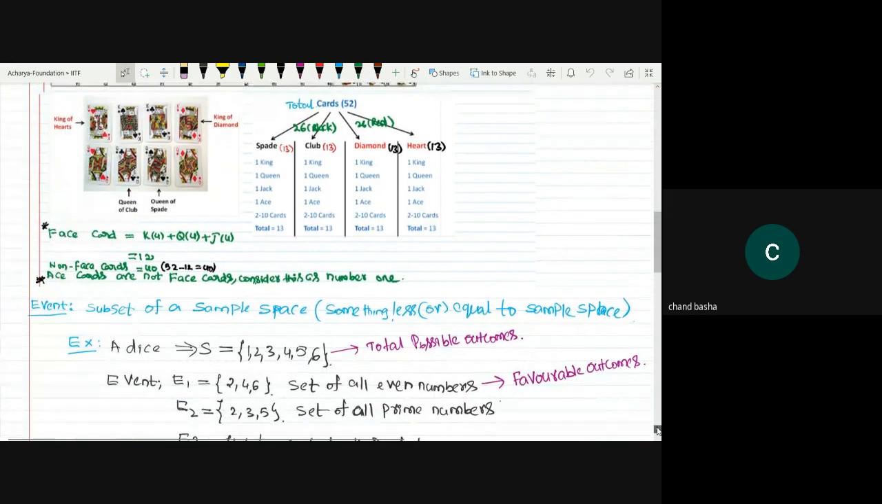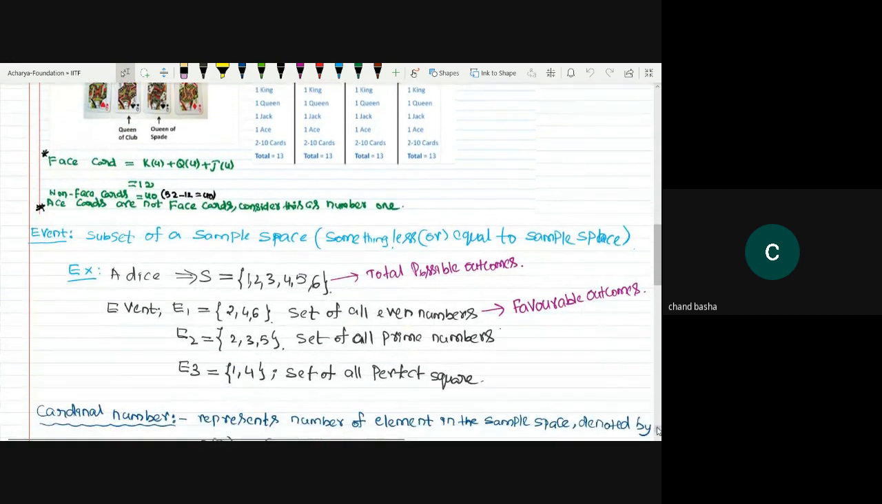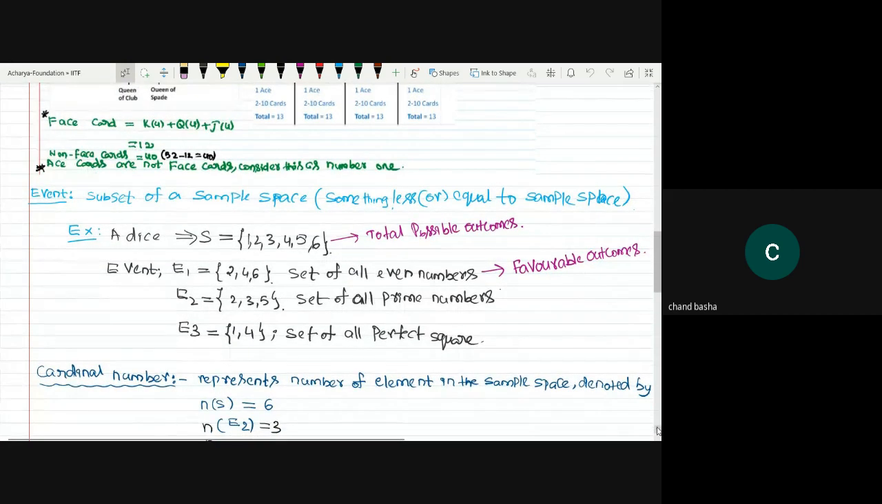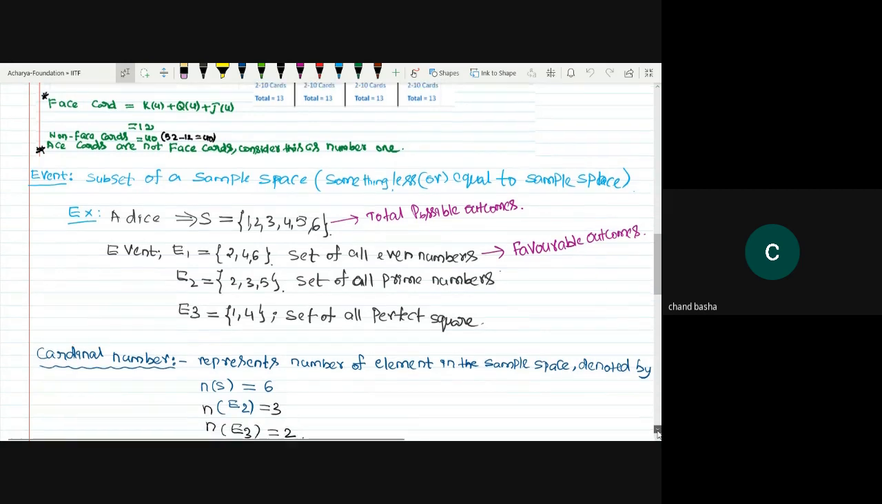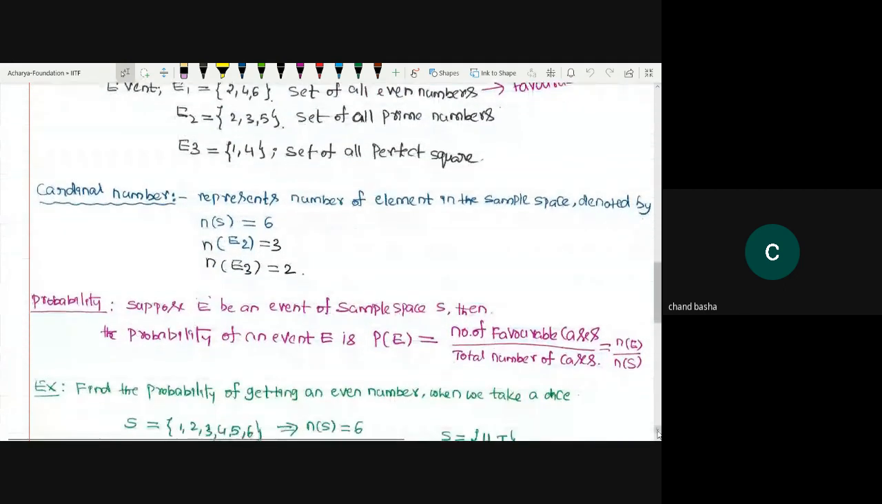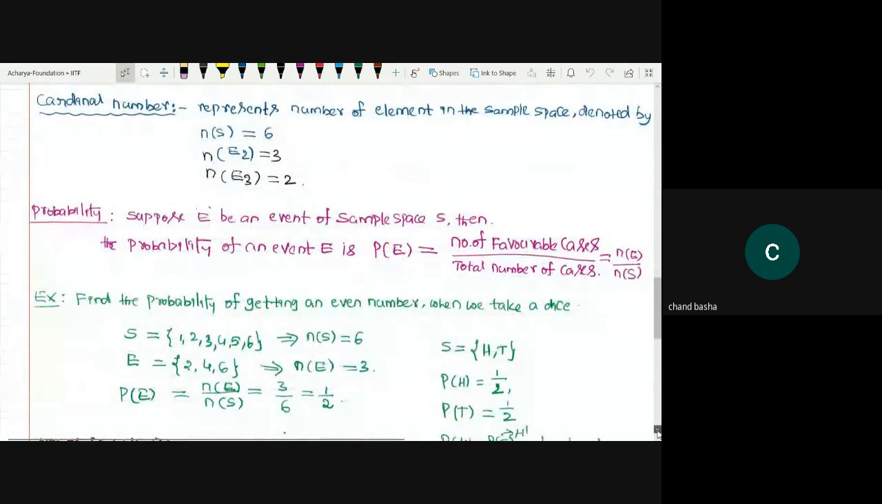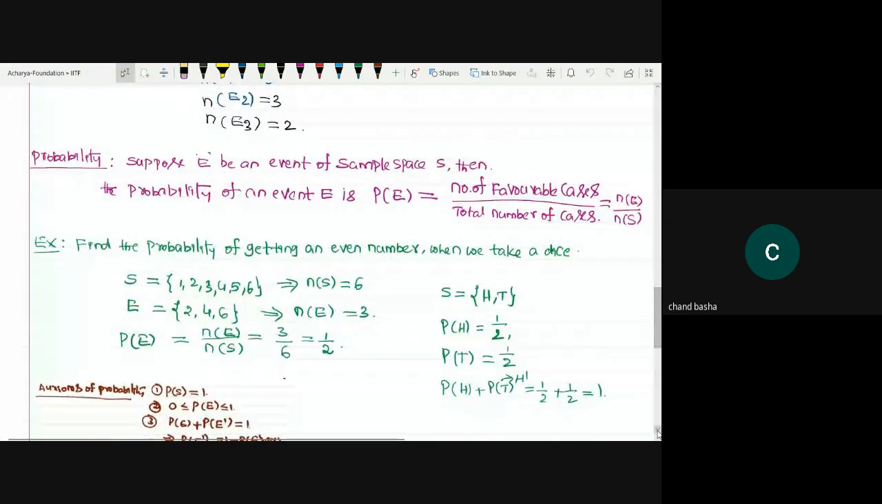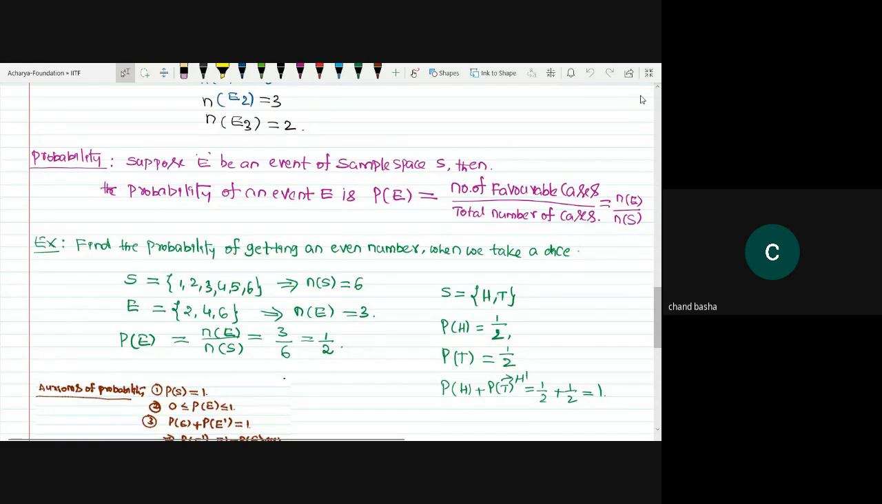And I have discussed the event also. It is a subset, I mean something less than or equal to the sample space. I have also discussed the cardinal number, which acts as a counting machine that counts the numbers in the given set and gives the result. And at last, we discussed the probability definition. It is the number of favorable cases divided by the total number of exhaustive cases, that means the total number of possible outcomes.